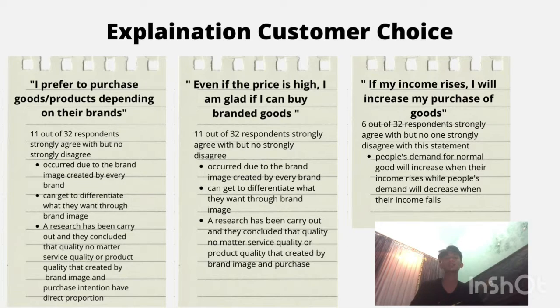And the second data is that consumers can differentiate what they want through a brand image. And the third data is that research has been carried out and concluded that quality, whether service quality or product quality, created by brand image and purchase intention have a direct proportion.